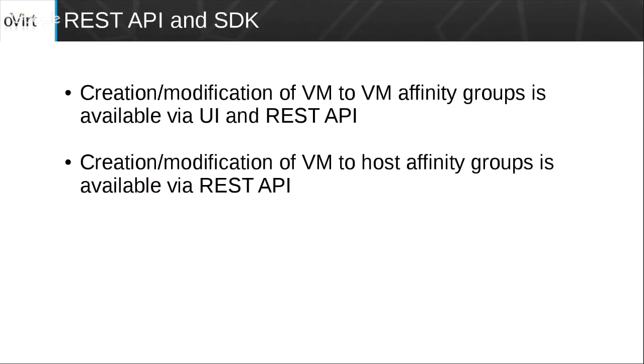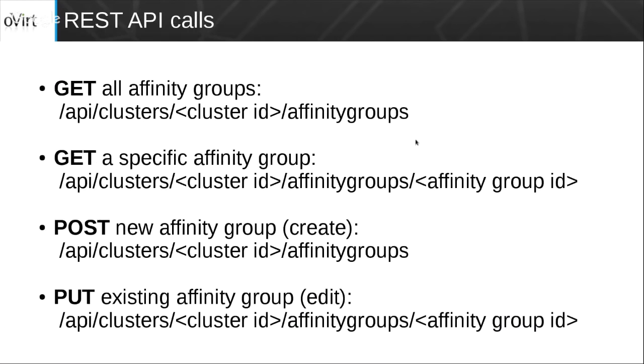Okay, again, so REST API and SDK. Creation and modification of VM to VM affinity groups are available via our user interface and REST API and SDK. As far as VM to host affinity, we can currently do it only via the REST API and SDKs. Some example for REST API calls, just a simple example. If we want to get all affinity groups, we call it by the cluster ID and the affinity groups. To get a specific group, the same manner with the affinity group ID.